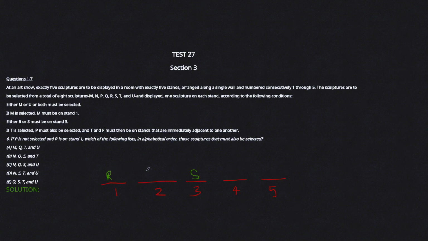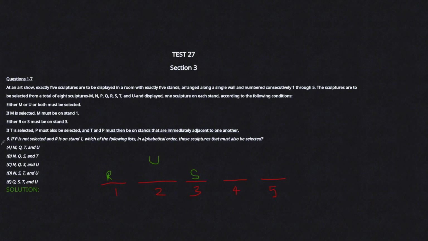Okay. Am I right? And we know that U has to be selected because M cannot be. Because if M was selected, M must have gone at stand number 1. So U is the rightful choice. U has to be either at 2, 4, or 5, or whatever.